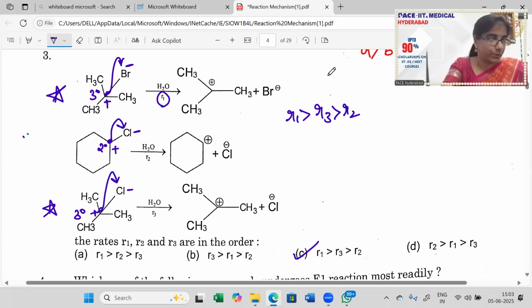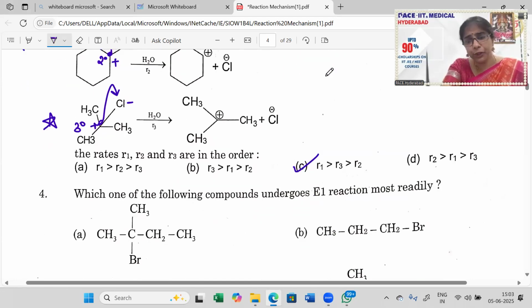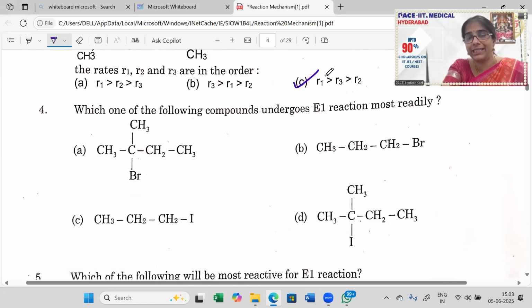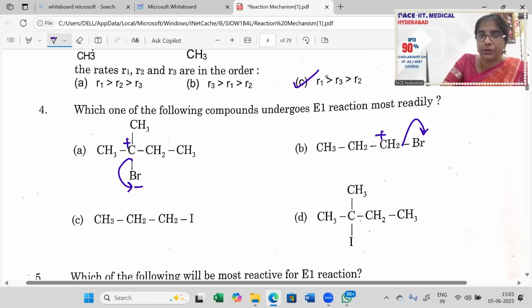All right, next moving on. Which of the following compounds undergo E1 eliminations most readily? So for E1 eliminations, again, you do the same thing. Br comes out, positive on this. Iodine comes out, positive.